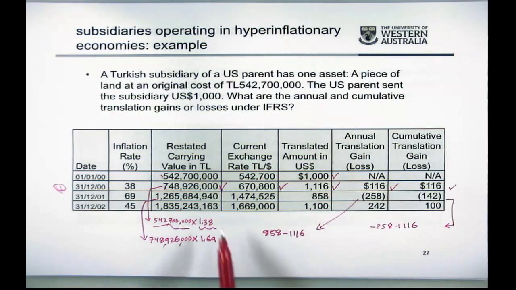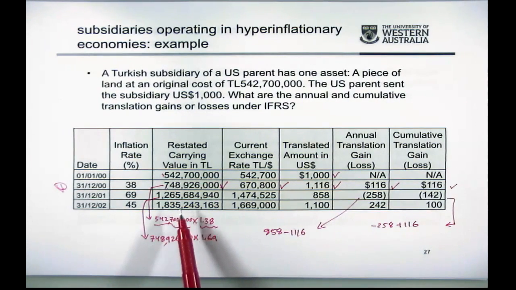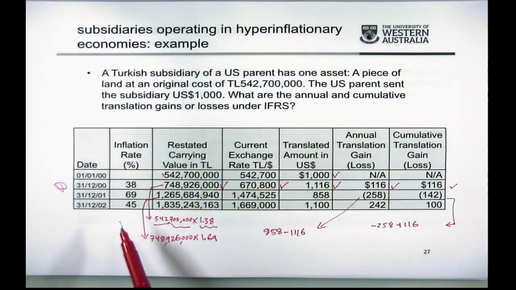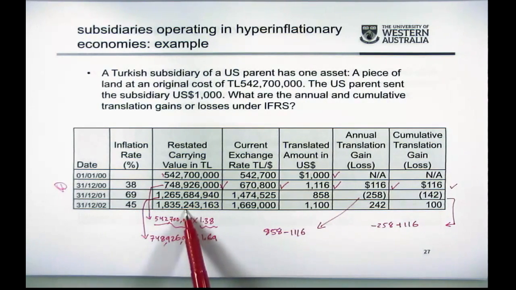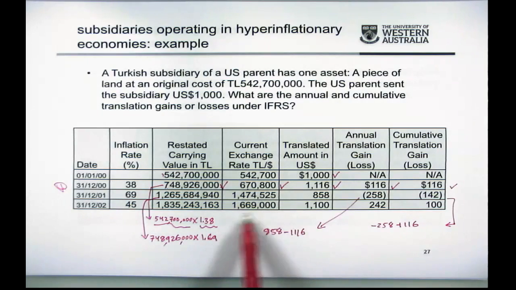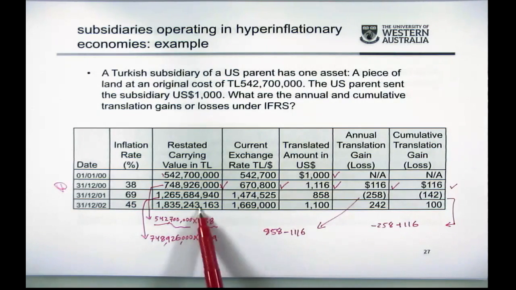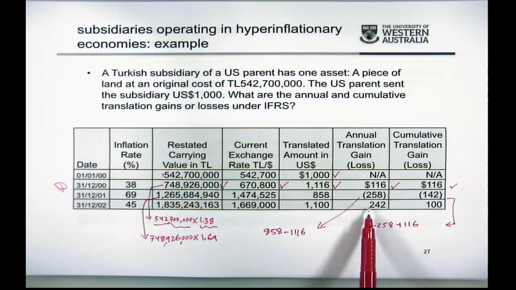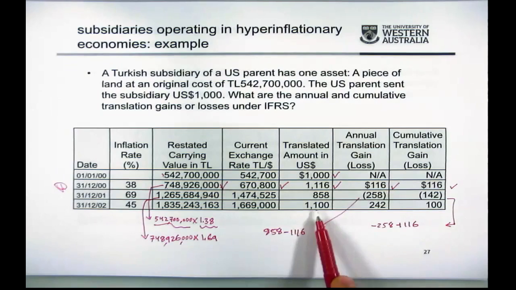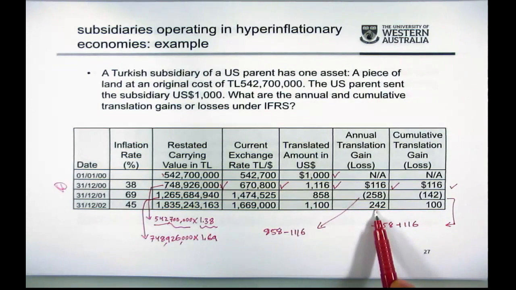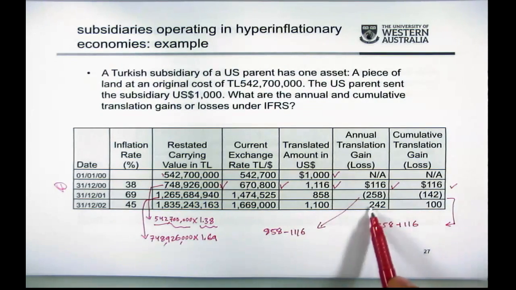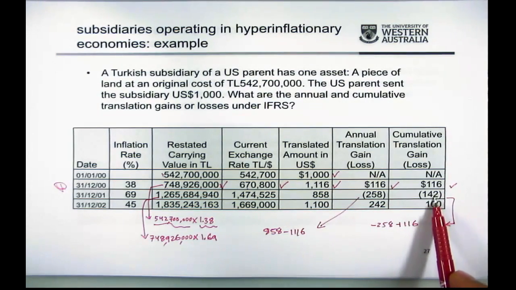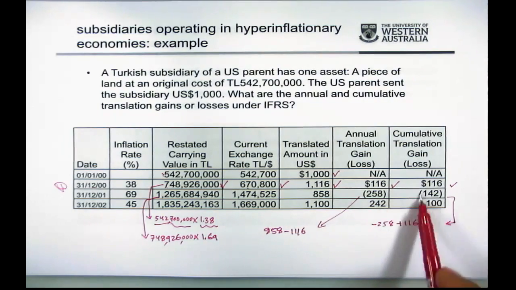We do the same for the last year. In the last year, this is the inflation adjusted value of the land, calculated as the former value times 1 plus the inflation rate. Make sense? Then we divide the inflation adjusted value by the exchange rate at that time. This divided by this gives you this. Now this one minus this one is the gain or loss. So this value in US dollar relative to last year's value is 242 positive. This is a gain. We add the gain to the balance of the cumulative translation gain or loss.